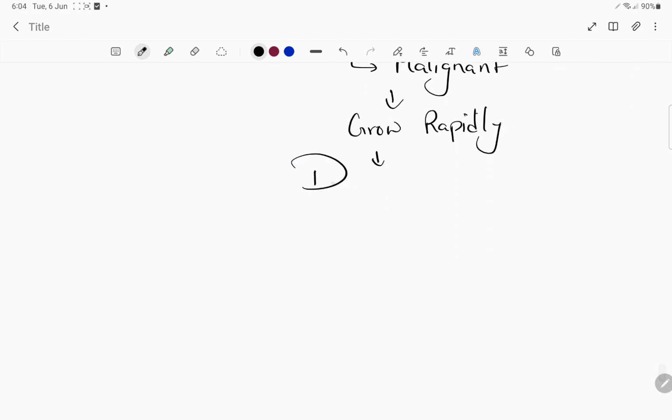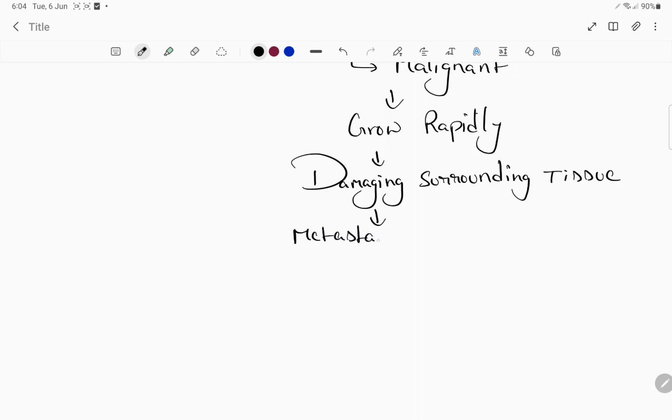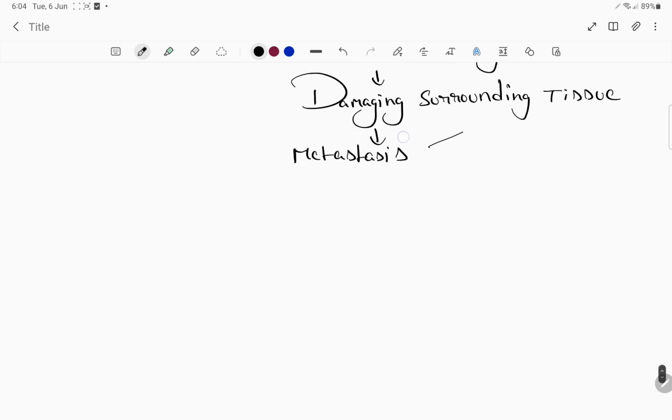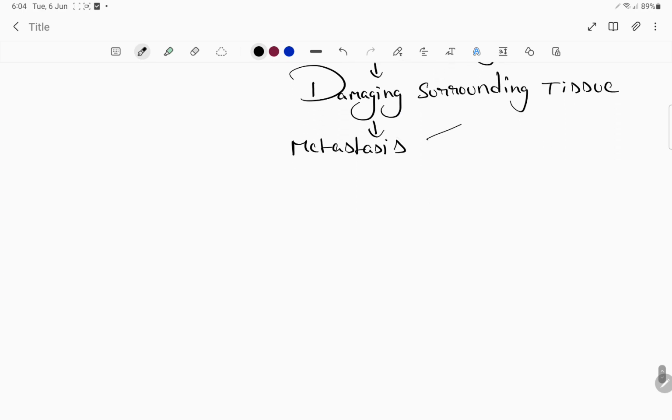So it leads to damaging the surrounding tissues. A malignant tumor will show a property called metastasis, where some of the cells will slough off from the tumor, pass through the blood and start a new tumor somewhere. That is metastasis. And normal cells, because of heritable genetic change, spontaneously will convert into neoplastic cells.